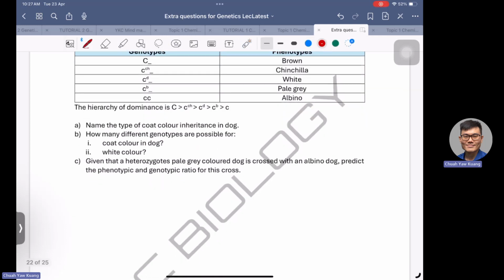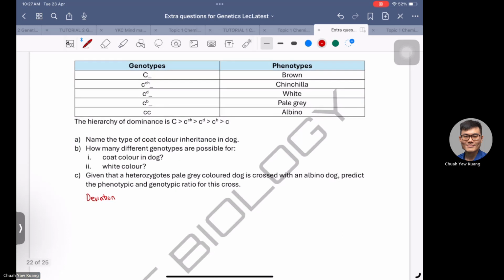So this is a question related to deviation from Mendel's model, and it is related to multiple alleles. To solve this type of question, we will use the type 1 method. For question A, name the type of inheritance of coat color in the dog. We have mentioned the answer: the type of inheritance is multiple alleles.